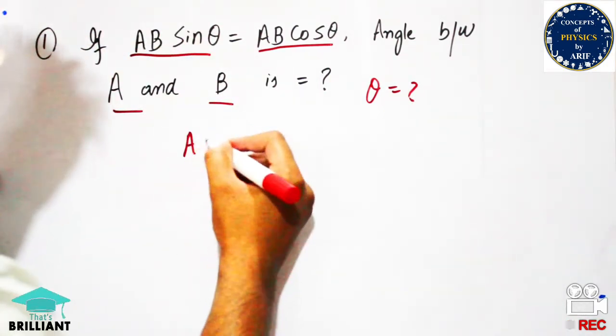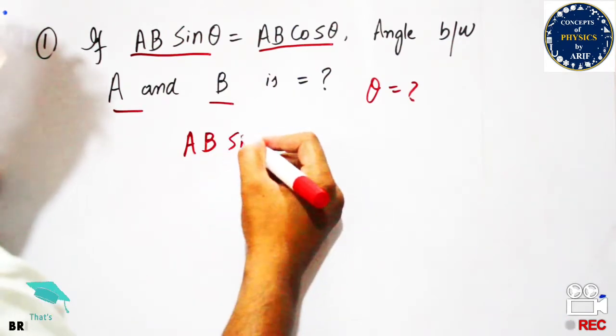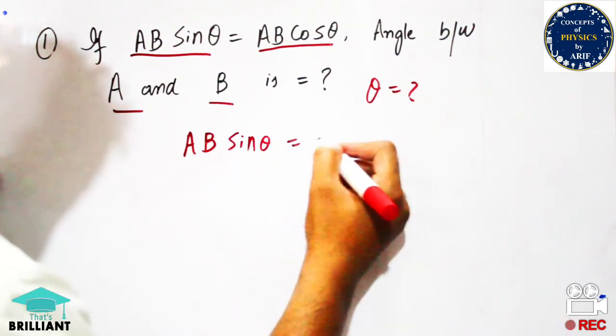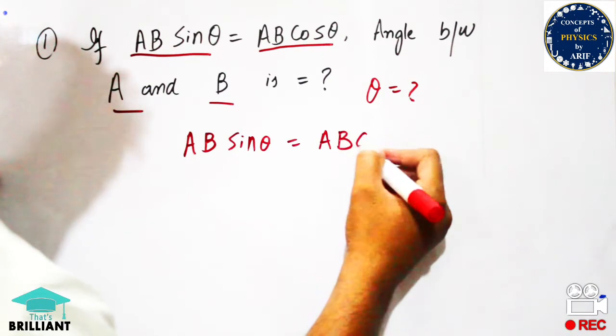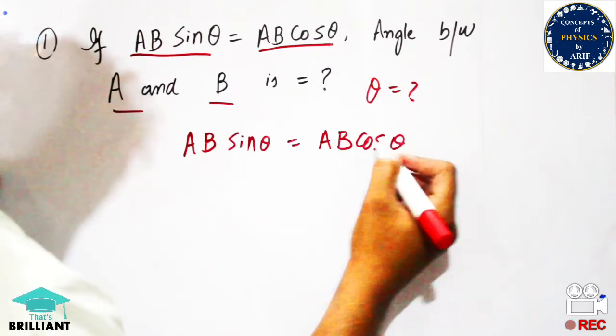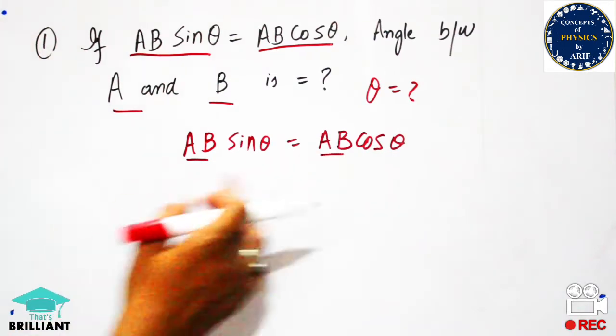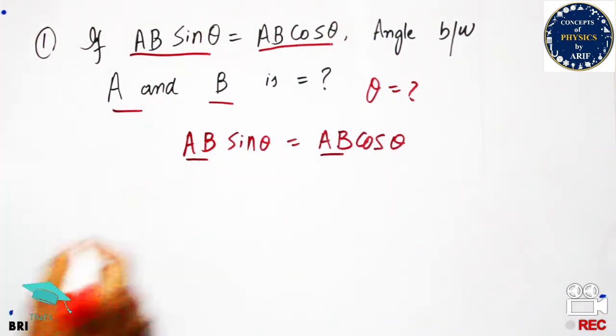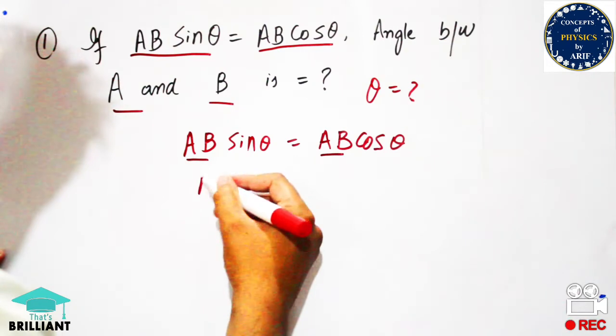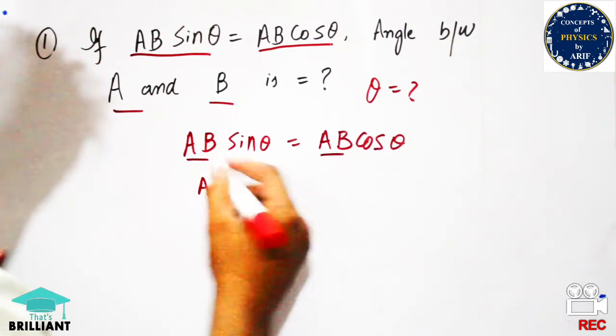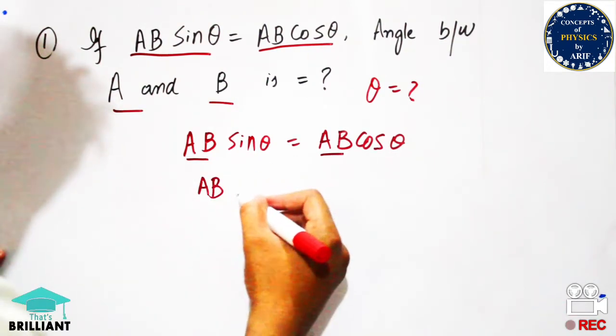If we write the expression AB sin theta equals AB cos theta, the left side is the cross product and the right side is the dot product. If they are equal, what will be the angle theta? If we put AB on one side and sin theta and cos theta on the other side, we can calculate the angle theta easily.